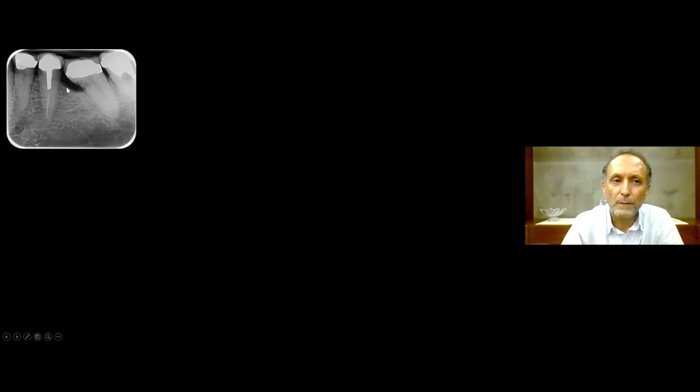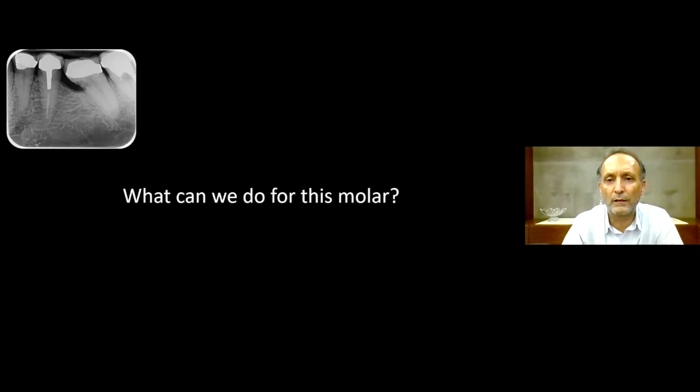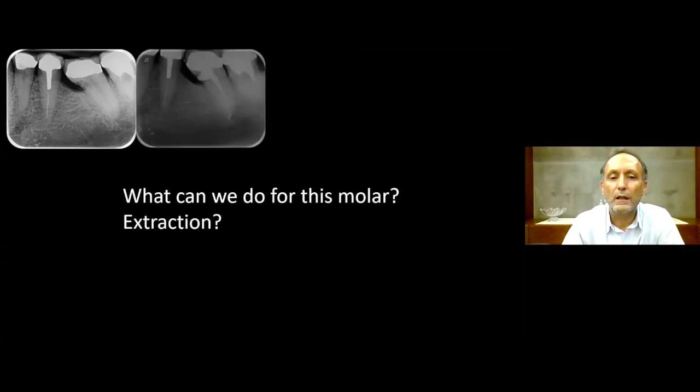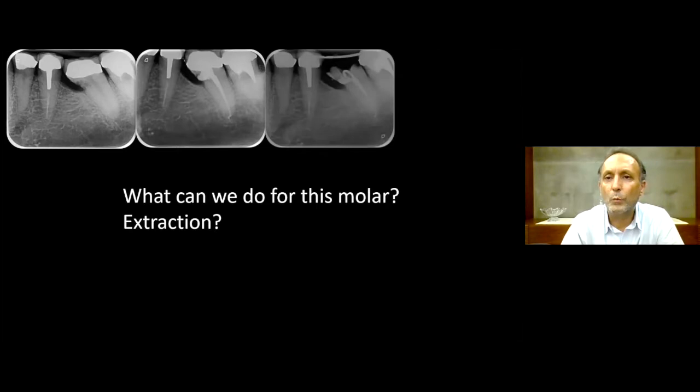Extract the tooth, place an implant, but we don't have enough attached gingiva, and the level of the implant would be much lower than the adjacent teeth. We have a concavity in this area. So what can we do for this molar? Definitely a root canal, not extraction. A root canal would help us much more, and we will do a forced eruption in a certain direction. We will do it in a mesial direction to avoid the root proximity that we have between the wisdom tooth and the second molar.